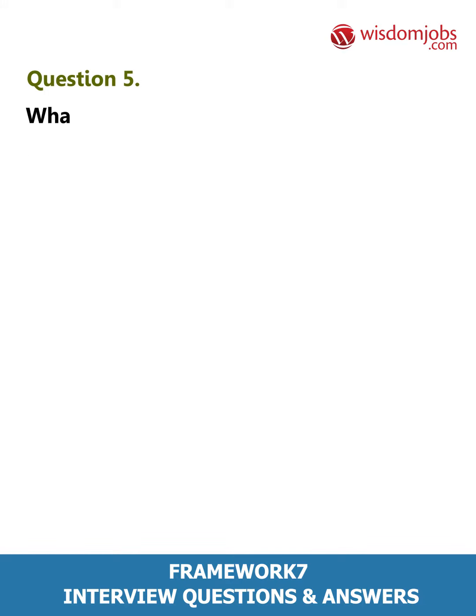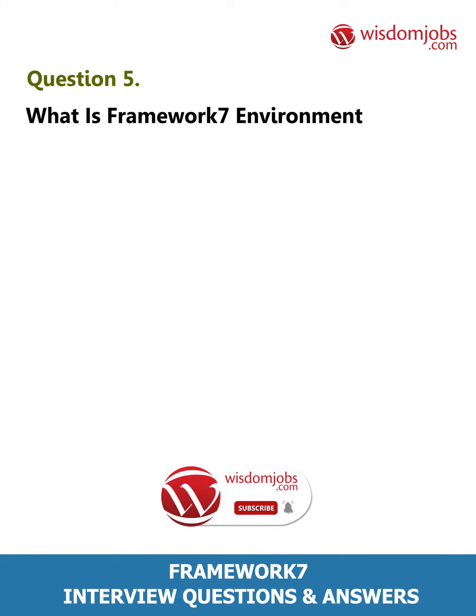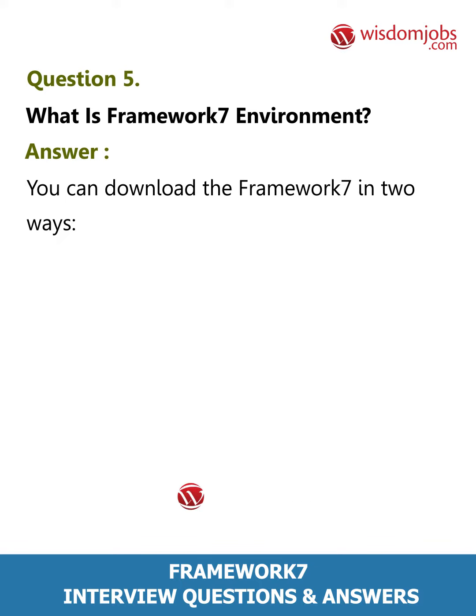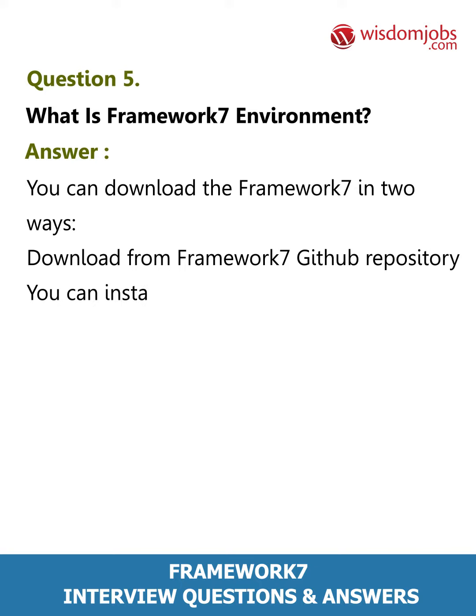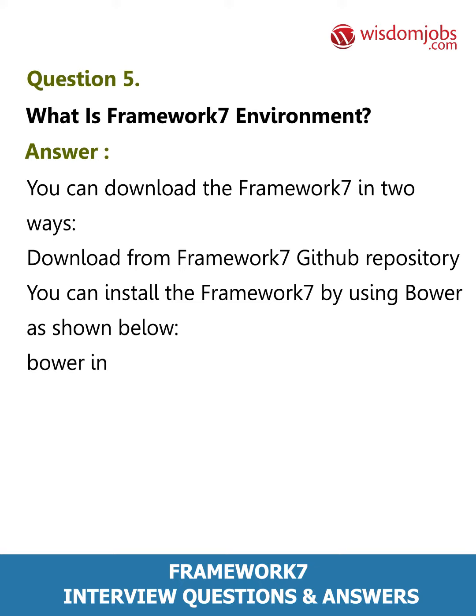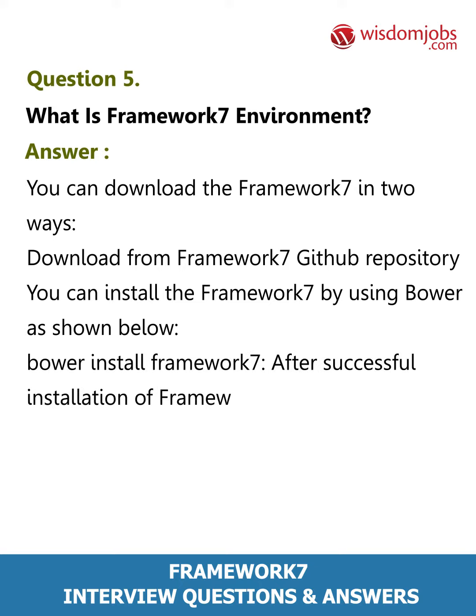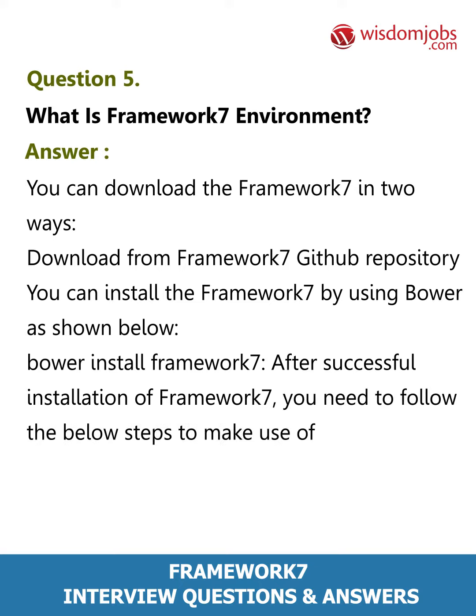Question 5. What is the Framework 7 environment? Answer. You can download Framework 7 in two ways. Download from the Framework 7 GitHub repository. Or you can install Framework 7 by using Bower as shown below. Bower install framework7. After successful installation of Framework 7, you need to follow the below steps to make use of Framework 7 in your application.